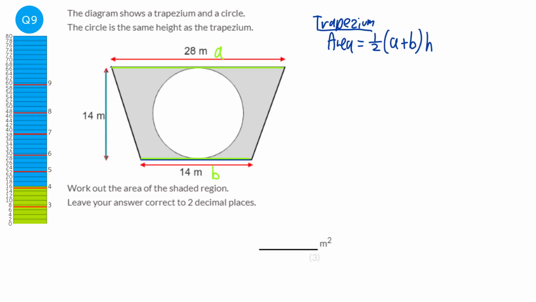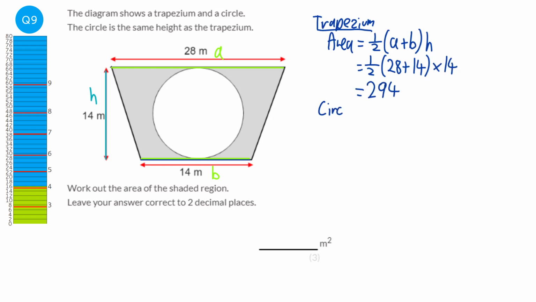So perpendicular means it hits it at right angles. So that's what we've got here. So the area would be half times a, which is 28, plus b, which is 14, times the height, which is 14. And so that would be 294.